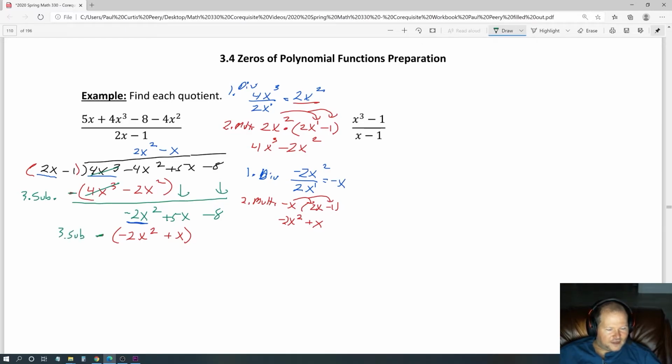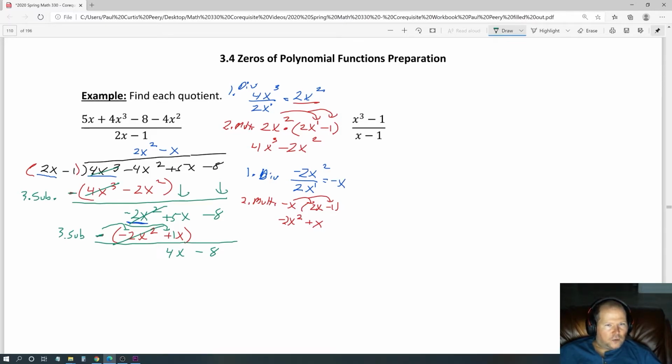We do have to deal with this double negative. If you find that really confusing, you can distribute the negative, flip all the signs, and then add them together instead. That's a possibility. So I could distribute this negative and flip everything, making it 2x squared minus x. Negative 2x squared minus negative 2x squared is the same as adding, so these cancel out. Then 5x minus positive x is 5x minus 1x, which is 4x, minus 8.